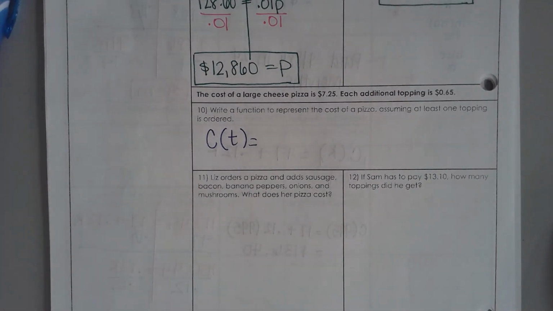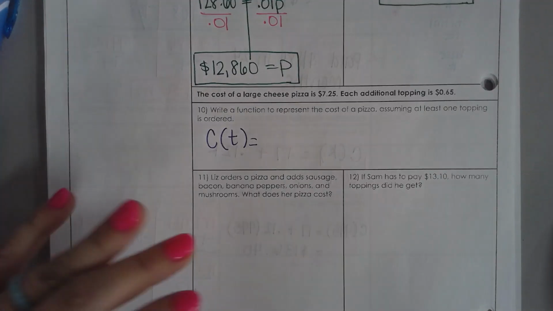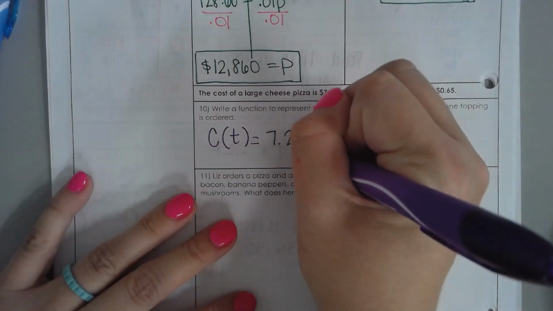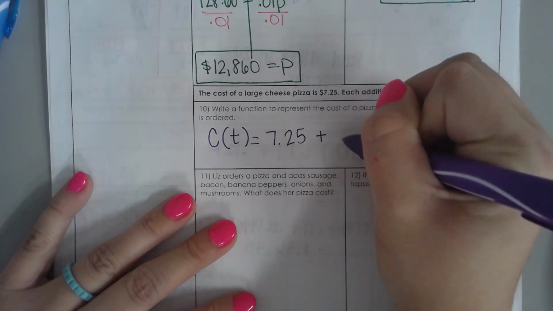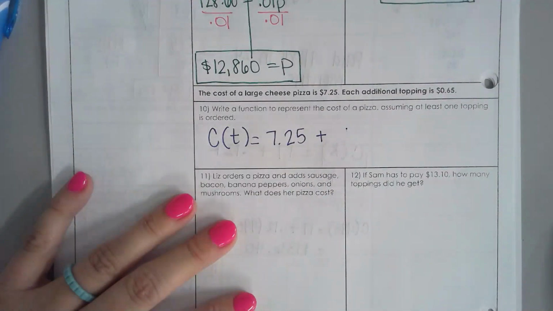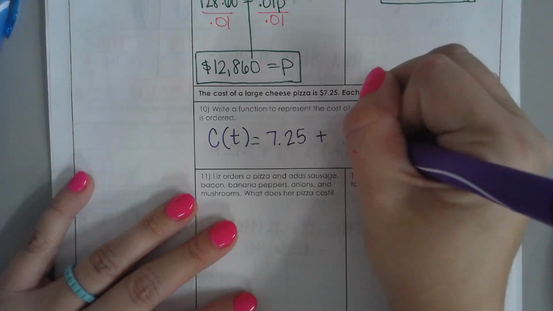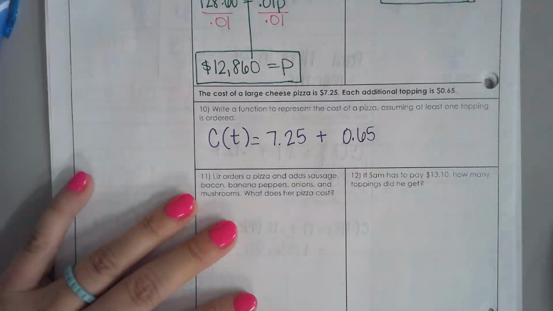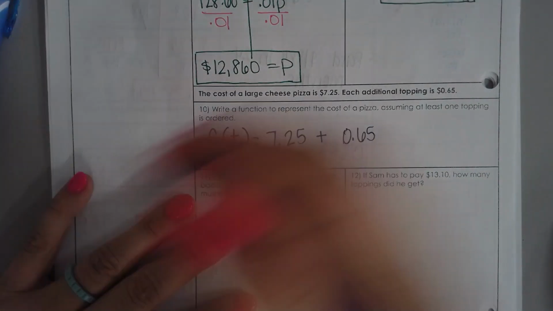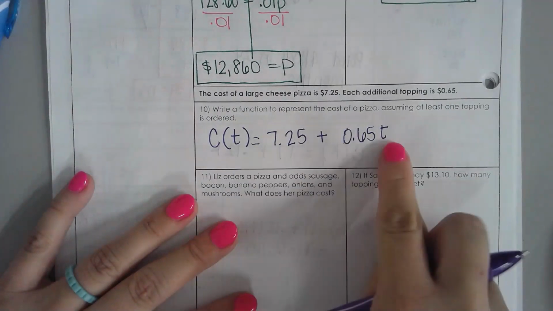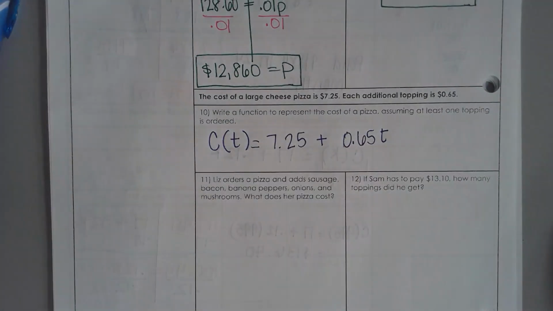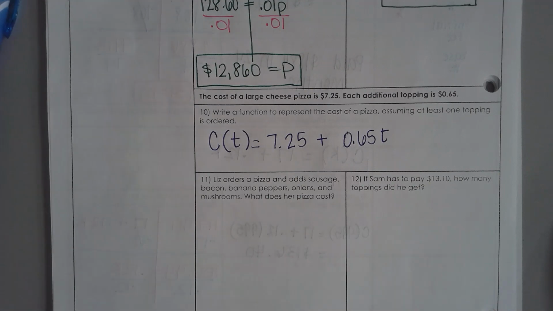Riley, you want to tell me what you got? I got $7.25 plus 65 cents. How do I write 65 cents? 0.65. Do you have to put a 0? No. And you put the T. Good. Right, because you would take the 65 cents times your number of toppings and add that on to the base $7.25.